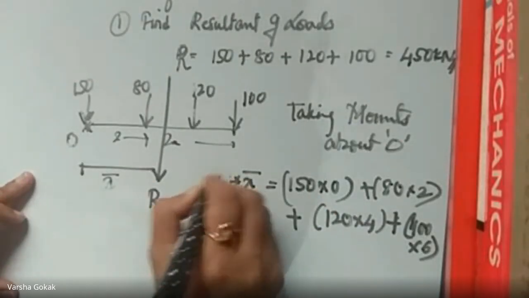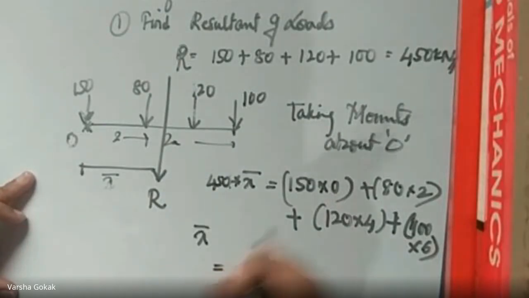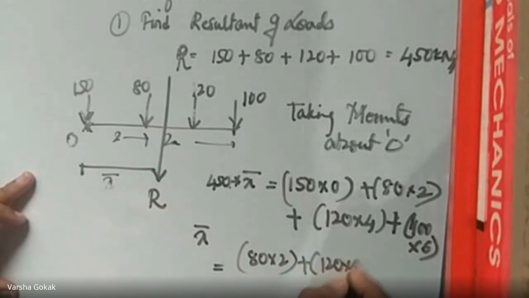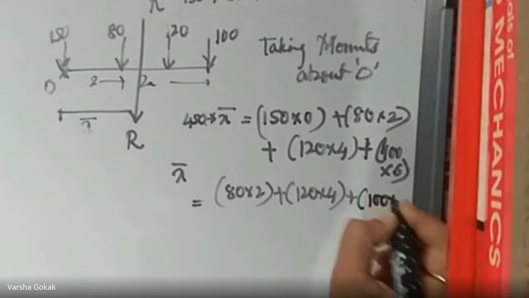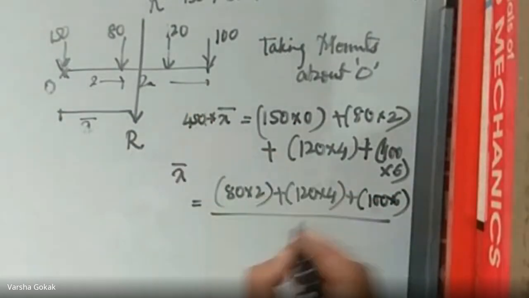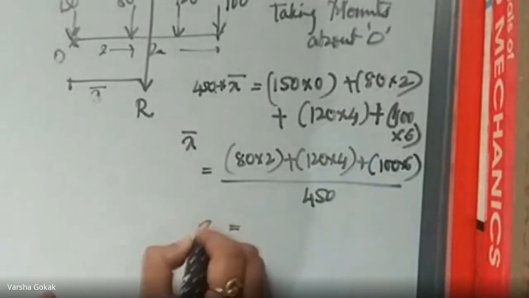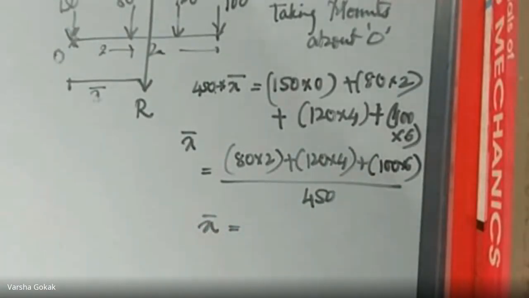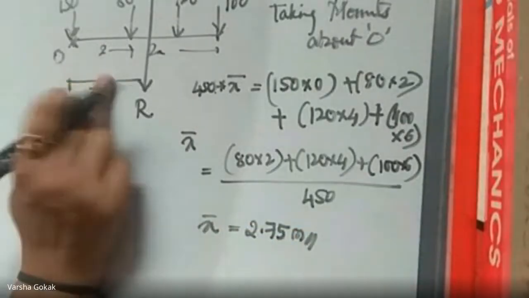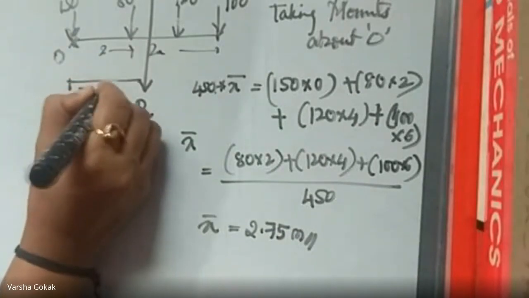So from here, I know the value of the resultant. Kitna hai? 450. So what is x bar going to be? This is 0. 80 into 2 plus 120 into 4 plus 100 into 6, divided by 450, which goes at the bottom. Get me the value of x bar, please. We'll stop it here. 2.75 meters. Okay, so your x bar is 2.75 meters.